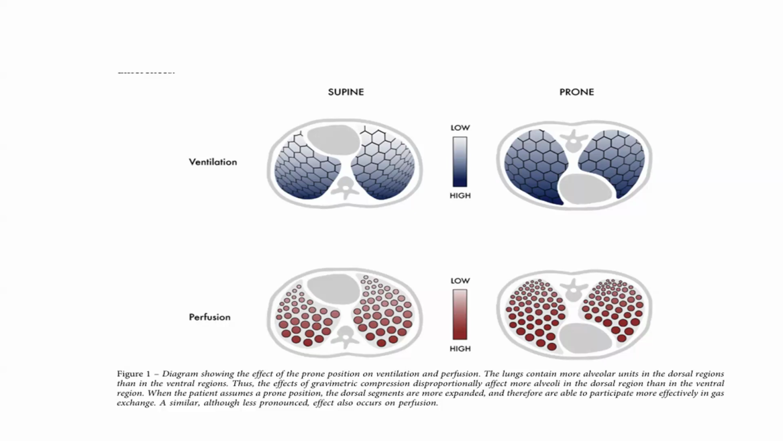The alveoli present in the anterior region are more distended, but they are poorly perfused because of the gravitational effect. When we shift this patient from the supine to the prone position, the anterior alveoli are now opened up, and because of gravity they also receive more perfusion. The effect is an improvement in VQ mismatch, and because of the more homogeneous distribution, there is an improvement in oxygenation.